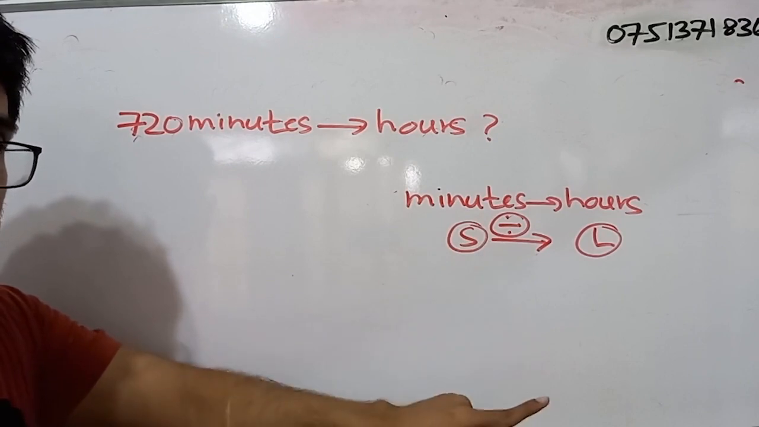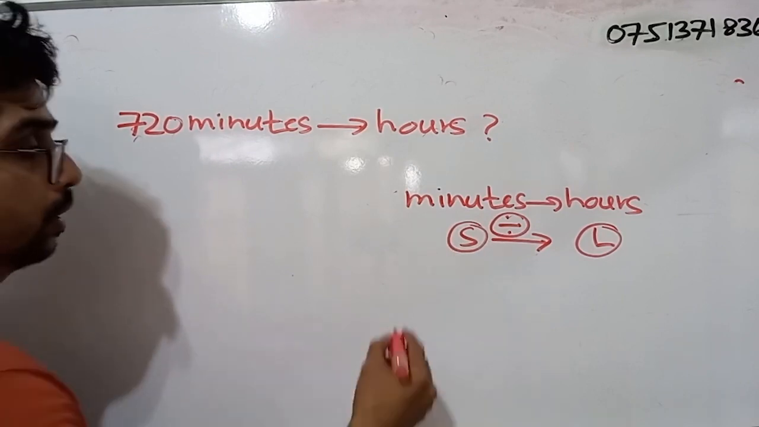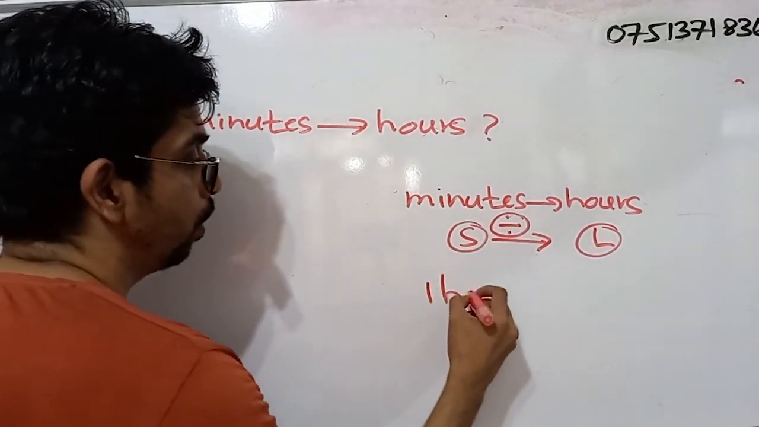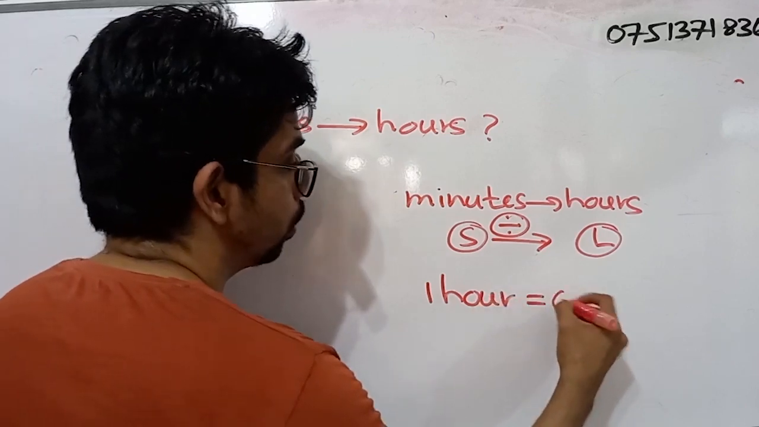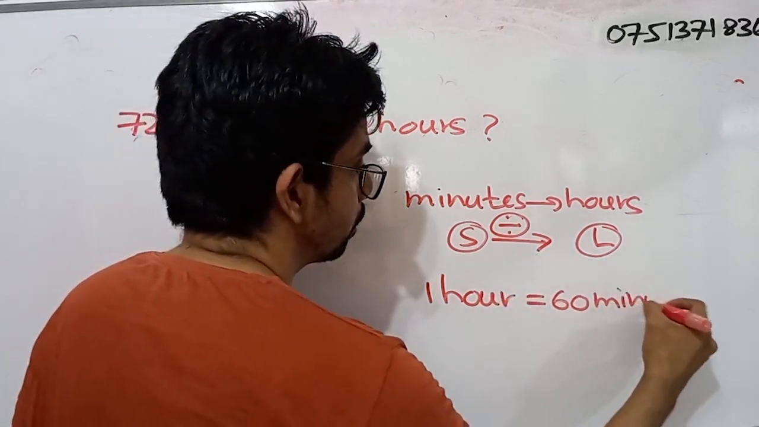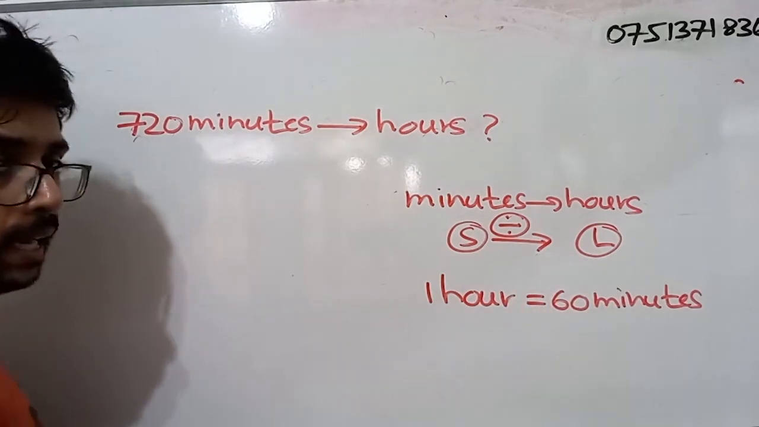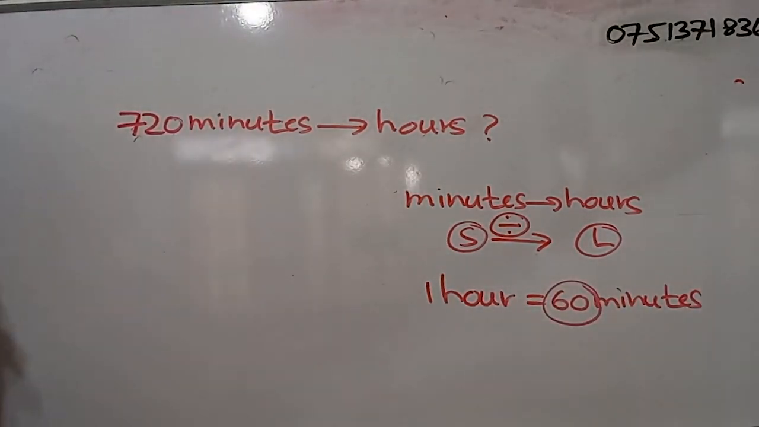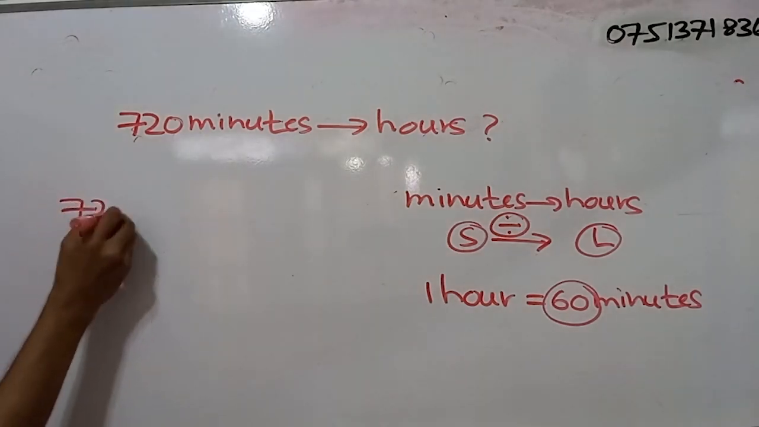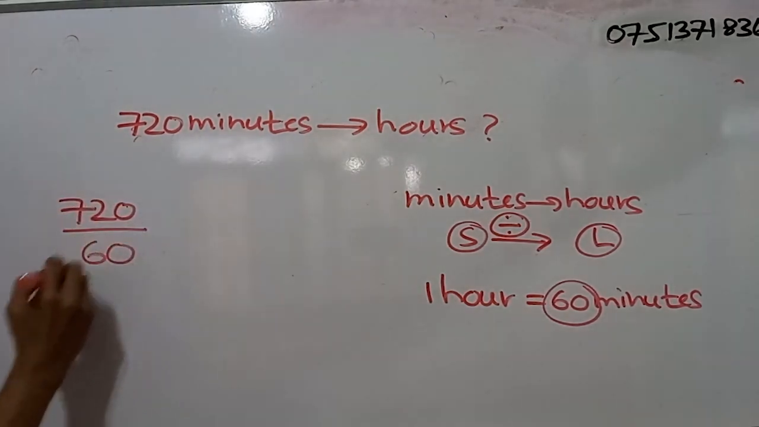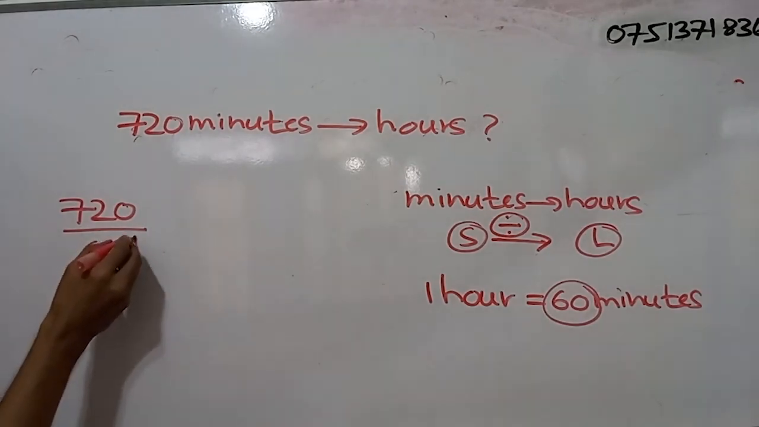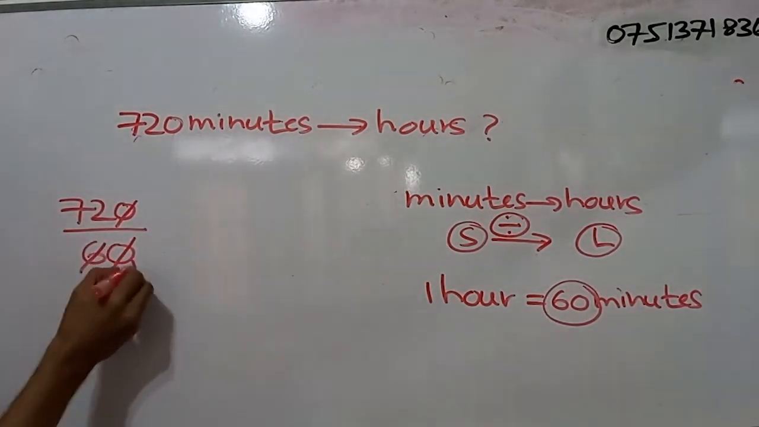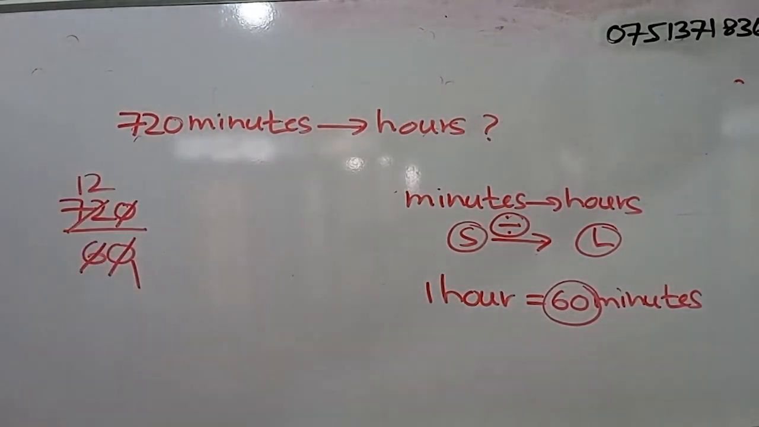So what is the next step? Divide by what amount? Just as before, we know 1 hour is equal to what? 60 minutes. One hour is 60 minutes. So what do we divide by? 60. Right? So we take 720 and divide it by 60. So we can cancel out these zeros. 6 times 1, 6 times 2, 12.